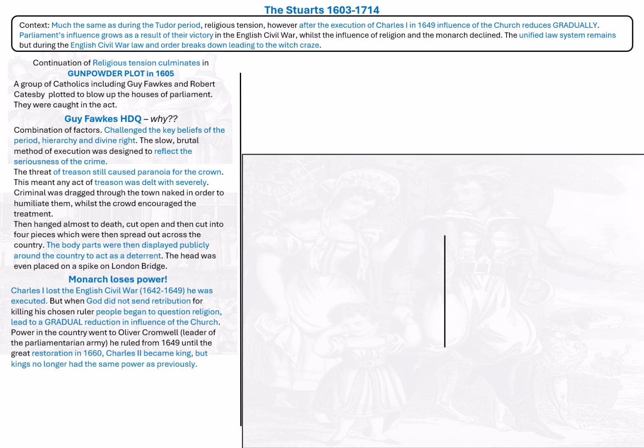Power in the country following this went to Oliver Cromwell, the leader of the Parliamentarian Army. He ruled from 1649 until the Great Restoration in 1660. So from 1649 until 1660, England was a republic. You had that until the Restoration in 1660, when Charles II became king, but kings no longer had the same power as prior to the English Civil War, and that's why we see an increase in the influence of government.